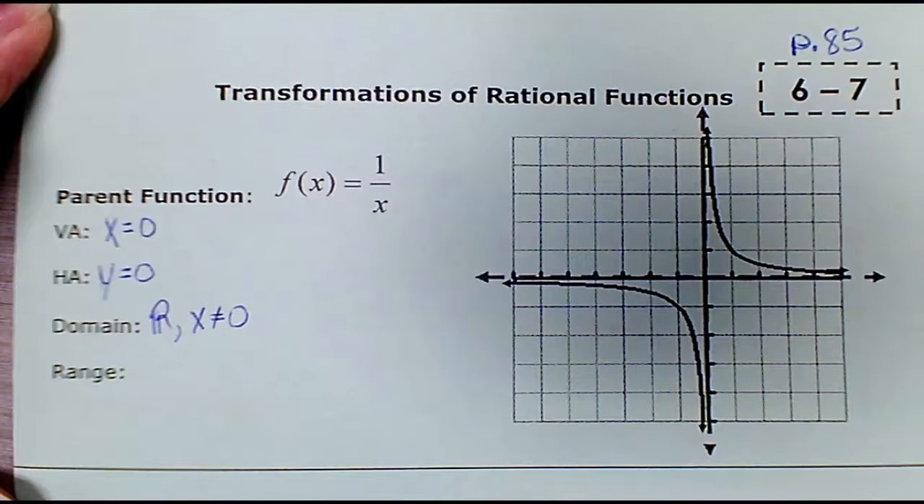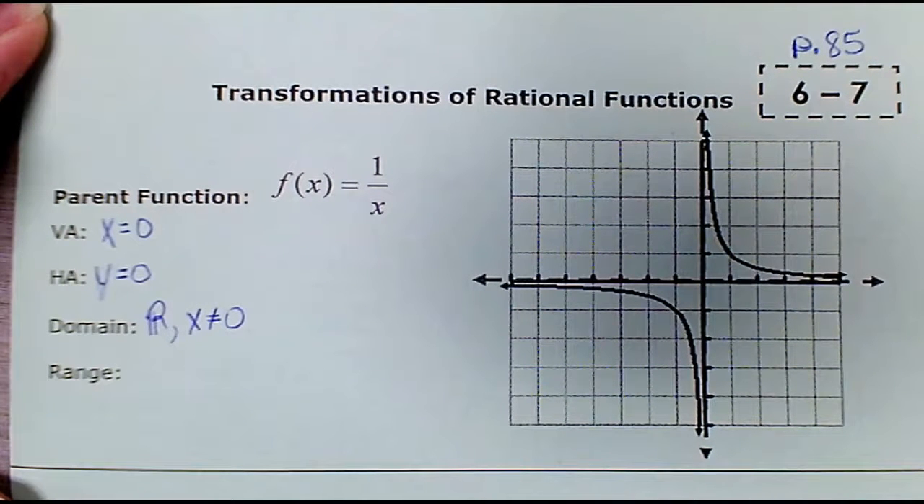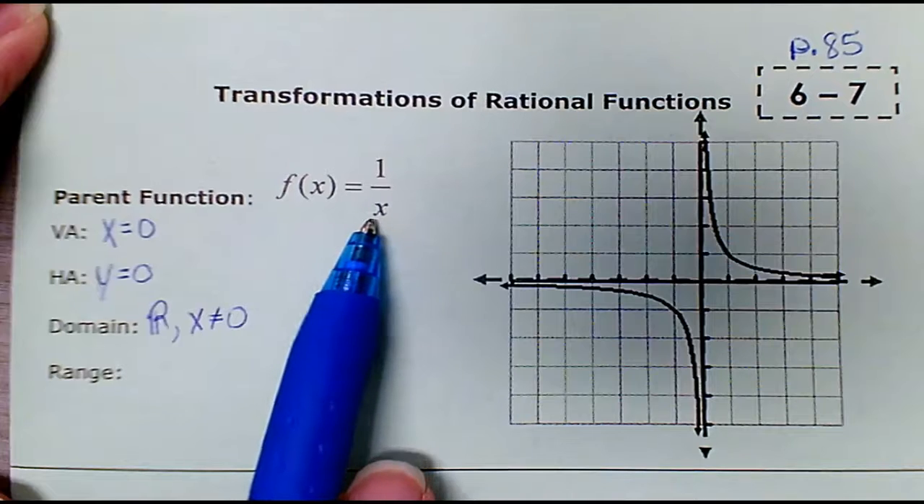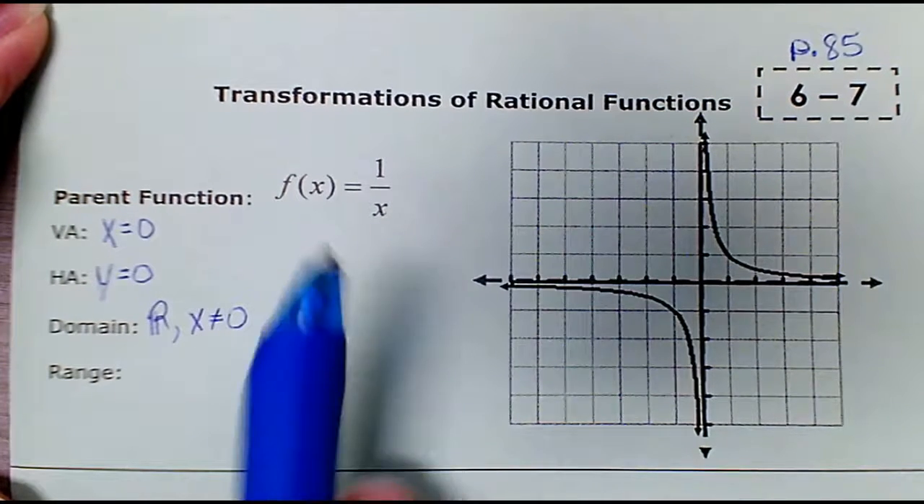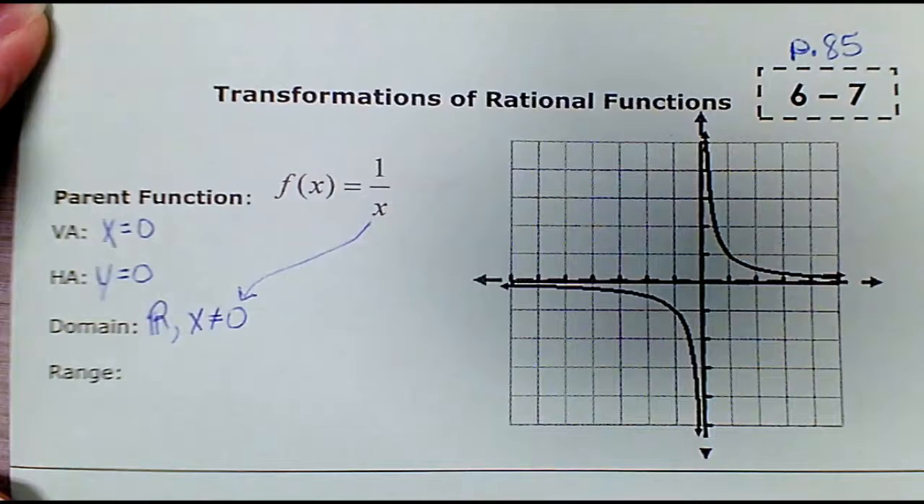Remember that whenever we originally found the domain in our notes, our domains were always all real numbers, but we would take the denominator's factors and we'd set them not equal to 0. So it's kind of like the same thing. X is not equal to 0.